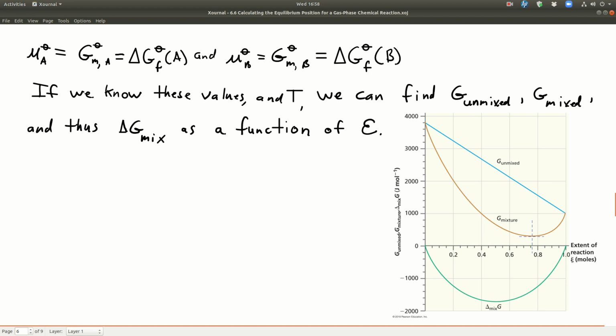It's at some point. This is the extent of the reaction. That's like 0.76 or something, I don't remember. Delta G, which is the mixed minus the unmixed, looks like this. Its minimum is, for this one, which I think had equal molar amounts, at 0.5.